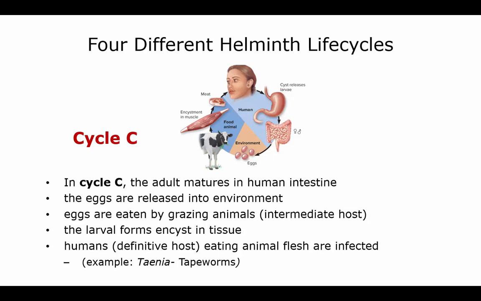In cycle C, again, the adult matures in the intestine, the eggs are released into the environment, and then grazing animals will eat the eggs, and this makes them the intermediate host. Then the larval forms encyst in their tissue, and then humans, the definitive host, eat that infected animal flesh.